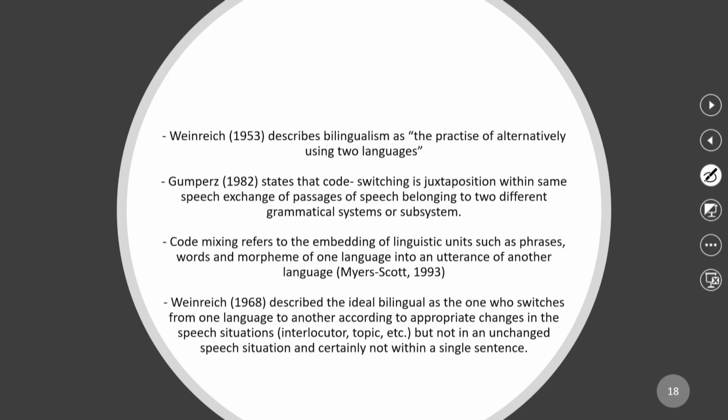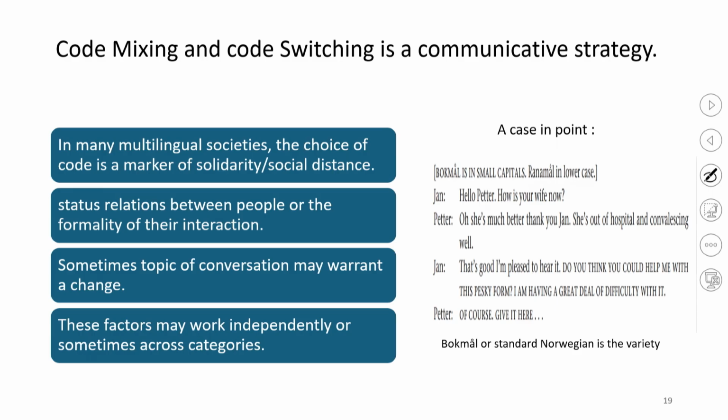And so, these are some of the great scholars and their take on bilingualism and code switching. Weinreich describes bilingualism as the practice of alternatively using two languages, which in today's terms refers to code switching. Gumperz states code switching is the juxtaposition within the same speech exchange of passages. Different scholars have talked about this, more or less similarly, but over a period of time slight changes have happened. So, this is code mixing and code switching, though it is quite common, it is also strategic.